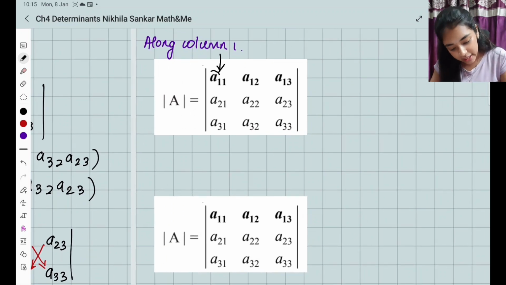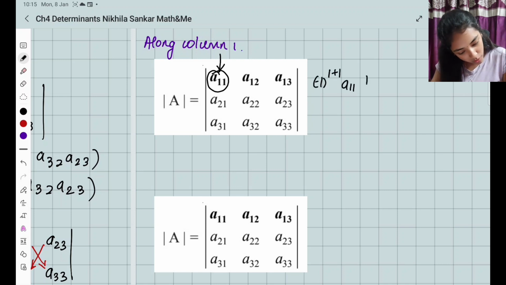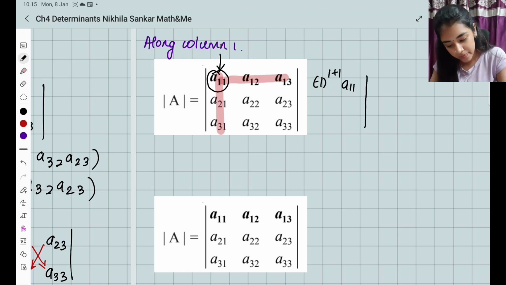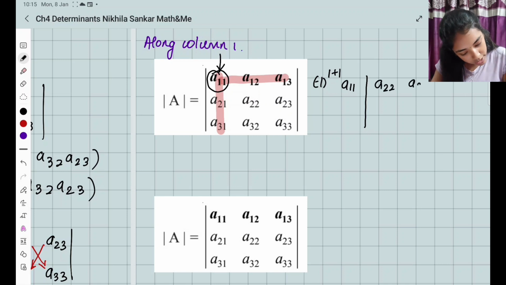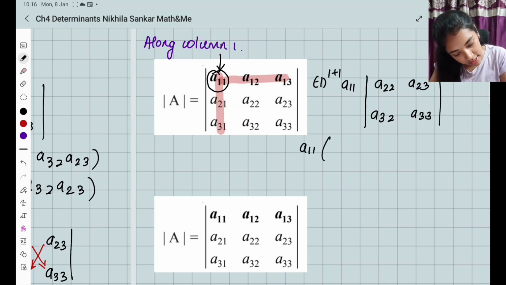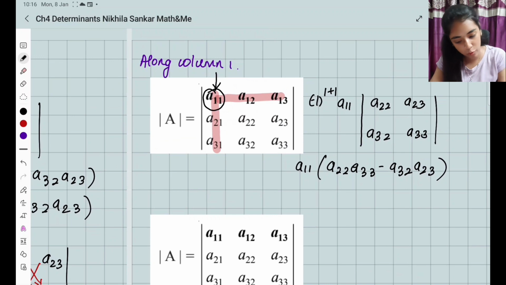So when I take the first element, it is again going to be minus 1 to the power 1 plus 1 times a11 times determinant of, இப்போ எதை எடுக்க போறோம்? First row and the first column will go off. So I'll have A22, A23, A32, A33. So this is A11 times the determinant, which is A22 times A33 minus A32 times A23. So this is first step, step 1.